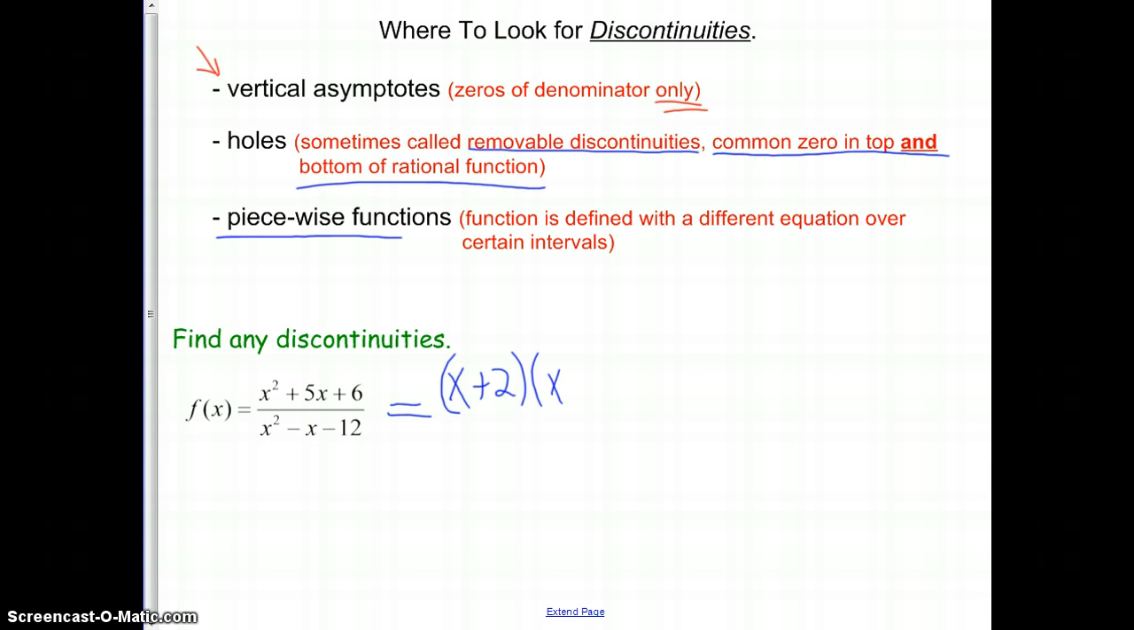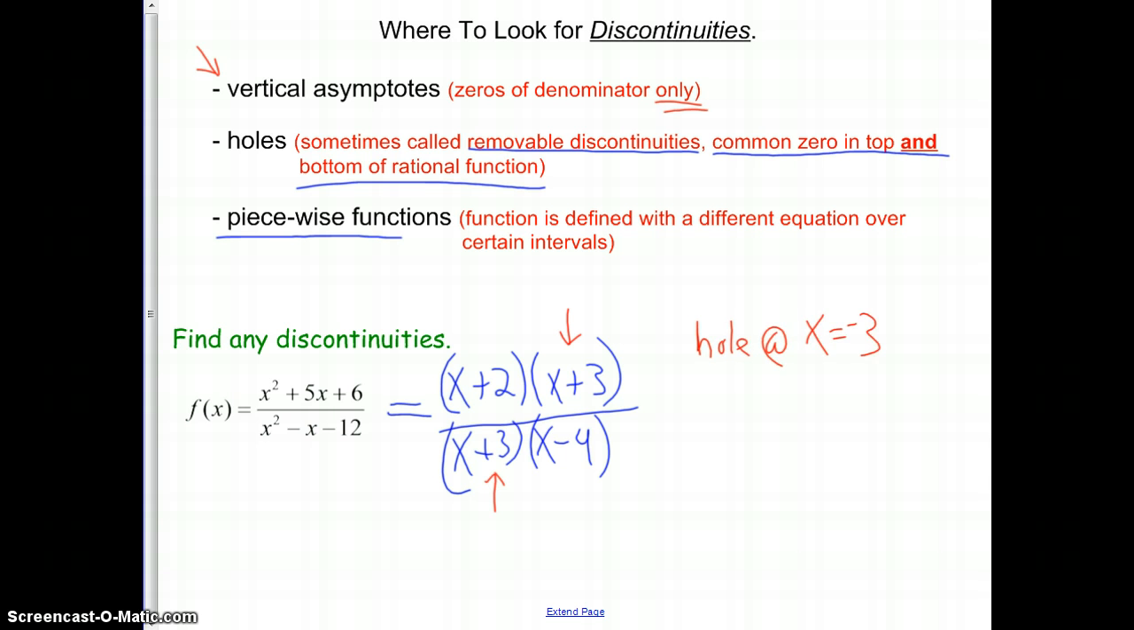So this numerator goes to x plus 2 times x plus 3. The denominator, x plus 3, x minus 4. Okay, so we can see that we have zeros of the denominator of negative 3 and positive 4. But we have a common 0, top and bottom. This is the hole in the graph. There's a hole at the 0 of negative 3, because that is a common 0, top and bottom, that's our hole in the graph.